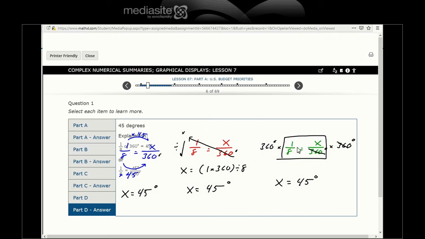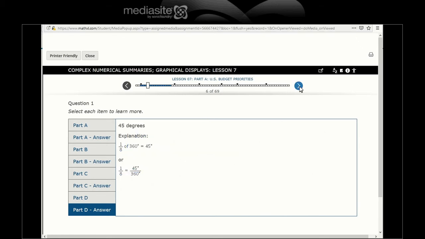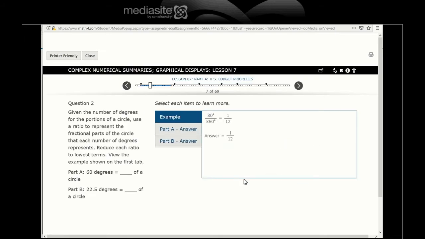So, three relatively simple, straightforward ways of solving a simple proportion. Okay, given the number of degrees for the proportions of a circle, use a ratio to represent the fractional part of the circle that each number of degrees represents. Reduce each ratio to the lowest term. View the example shown on the first tab. So 30 degrees over 360 degrees reduces down to 1/12. So basically 30 degrees is 1/12 of a circle.